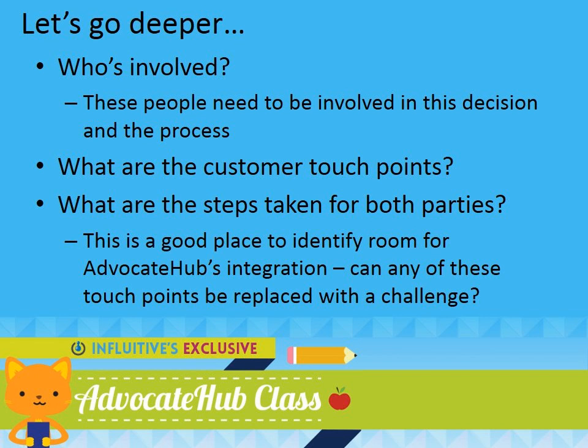So again, what are the customer touch points, and what are the steps taken on both sides? What is your team doing in the onboarding process? What is the customer doing? And what are the customers doing internally as part of the onboarding process? Asking these questions, really sitting down with the people who are in charge of onboarding at your company, is a good way to identify space for the AdvocateHub's integration. You can ask, can any of these touch points be replaced with or enhanced by a challenge in the AdvocateHub, or with a perk or a badge or something like that? So what are we doing right now, and how can the AdvocateHub fit into that experience?